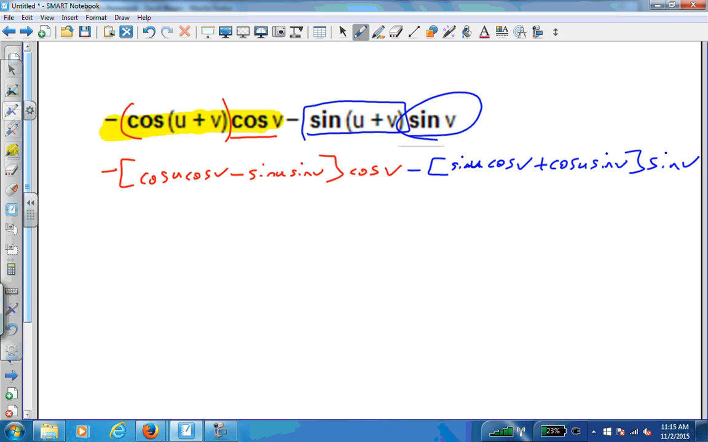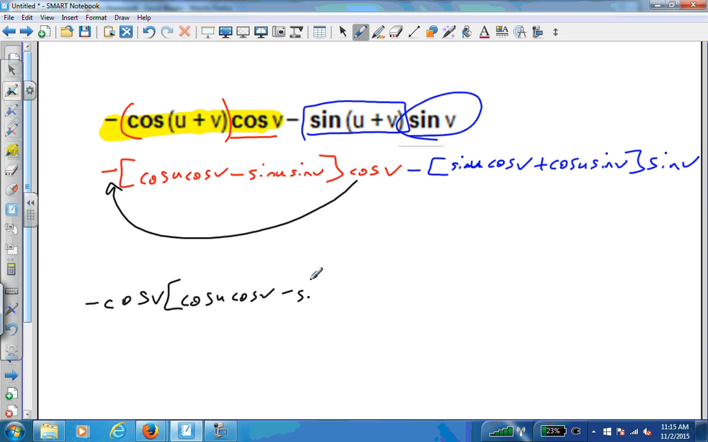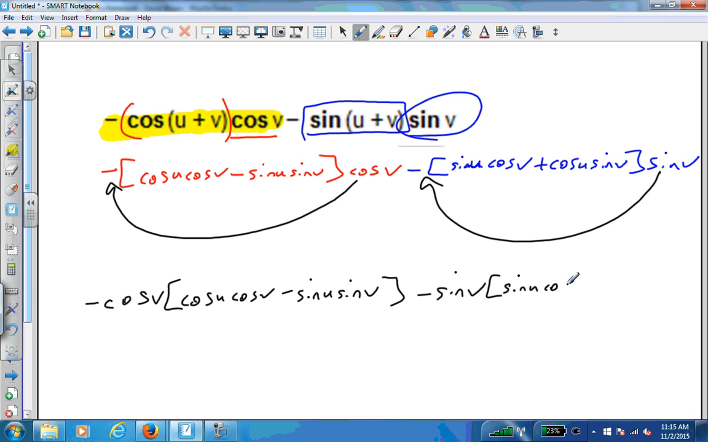So let's see. Before we multiply this out, let's bring the cosine v up here. Let's call that minus cosine v times what's in parentheses. And then let's bring the sine v here. So that's minus sine v times what's in the bracket. Sine u cosine v plus cosine u sine v. Now let's get rid of our brackets. So let's distribute.